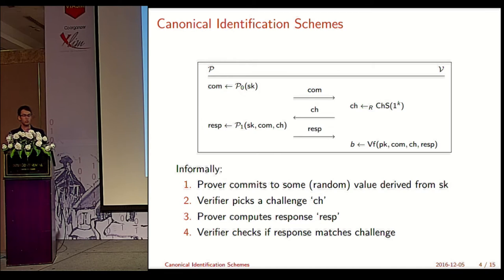So let's get started with some preliminaries. The canonical identification scheme, so this is the typical three-pass identification scheme. Your prover commits to some random value using the secret key. It sends these commits over to the verifier. He comes up with challenges. The prover computes responses based on the challenge that he gets and sends these over. The verifier checks if these responses match what he would expect based on the commit and the challenge.